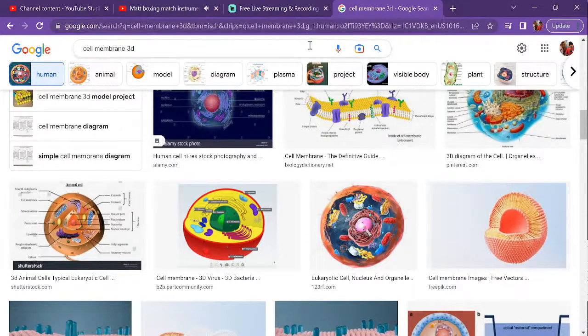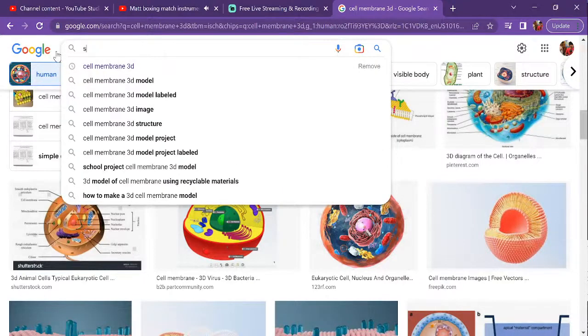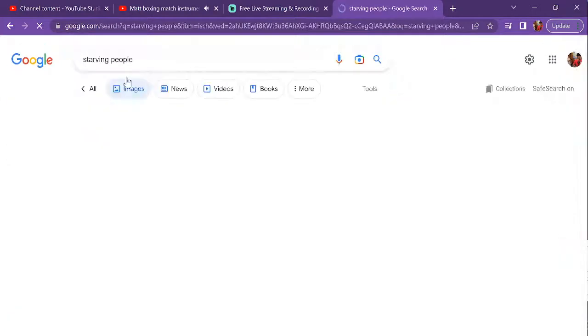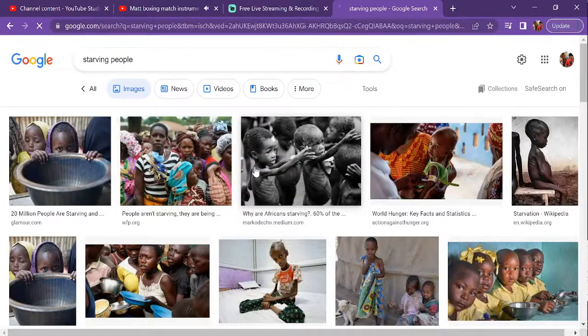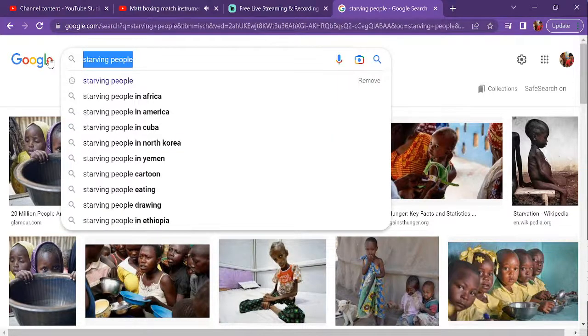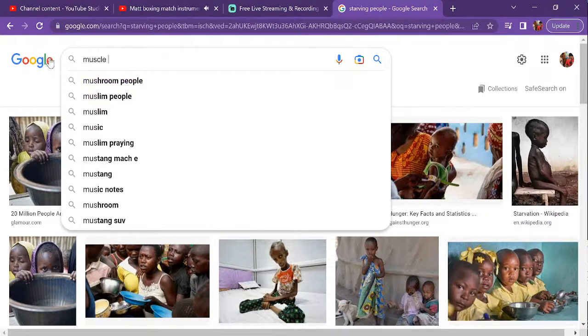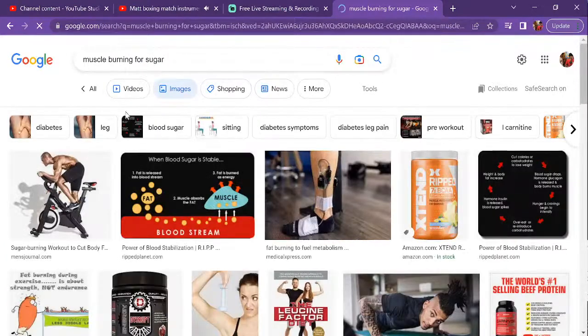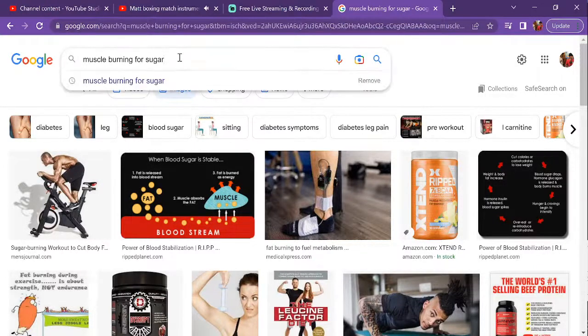Your cells are so desperate for sugar that they will literally burn through all the muscle in your body just trying to get to sugar. Okay? Let's have a look at what that means. Let's do muscle burning for sugar.